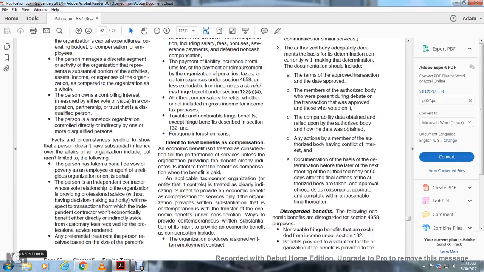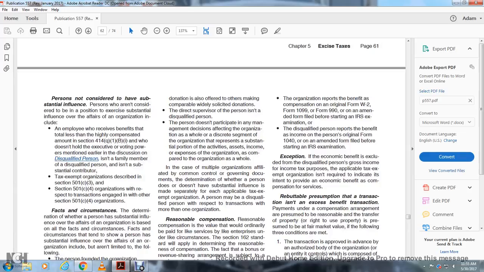Any preferential treatment the person receives is based on the size of the person's donation, and is also offered to others making comparable widely solicited donations. The direct supervisor of the person is not a disqualified person. The person does not participate in management decisions affecting the organization as a whole. The person manages a discrete segment of the organization that does not represent a substantial portion of the activities, assets, income, or expenses of the organization as compared with the organization as a whole.